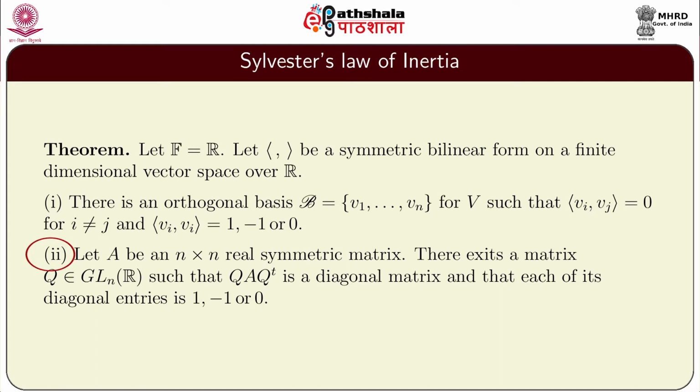Then part 2 says, let A be an n cross n real symmetric matrix, then there exists a matrix Q in GLn(R) such that Q A Q transpose is a diagonal matrix such that each of its diagonal entries is 1, minus 1 or 0.